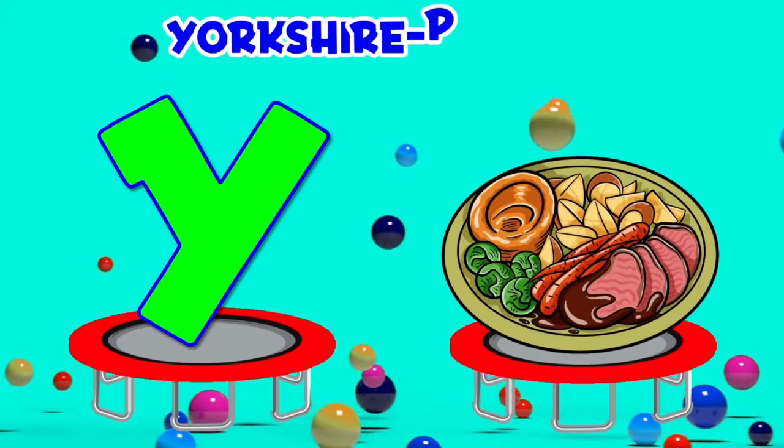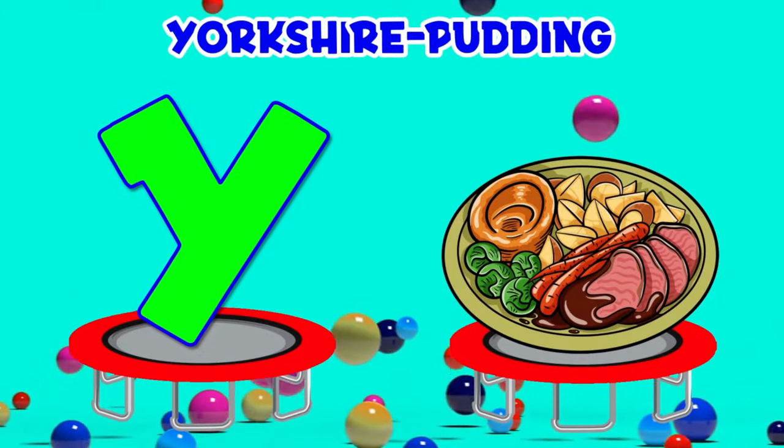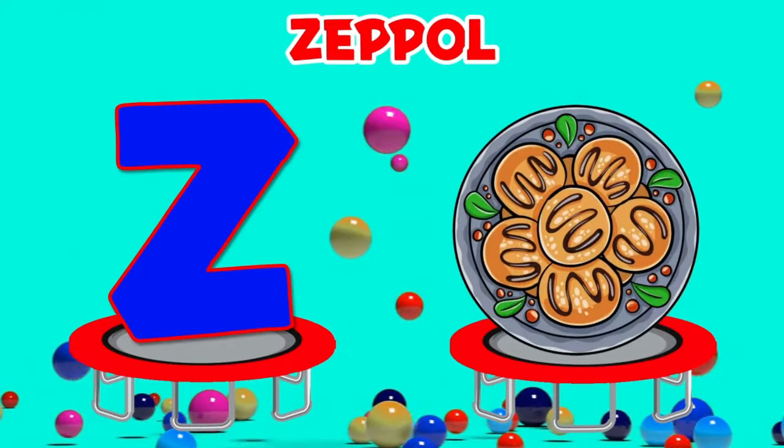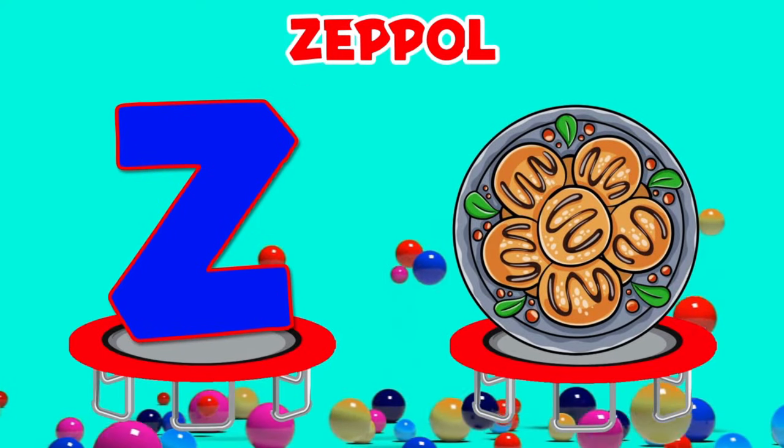Y is for Yorkshire pudding. Yorkshire pudding. Z is for Zeppo. Z, z, Zeppo.